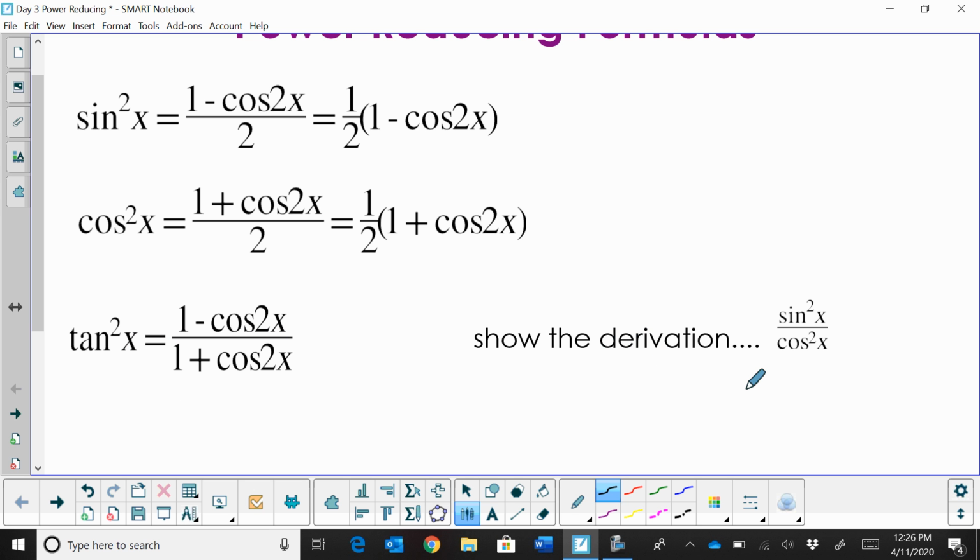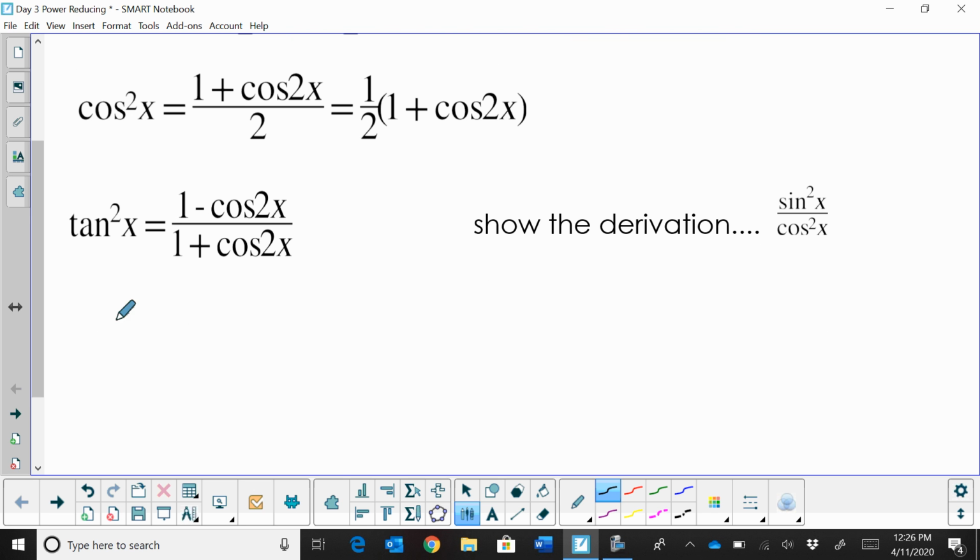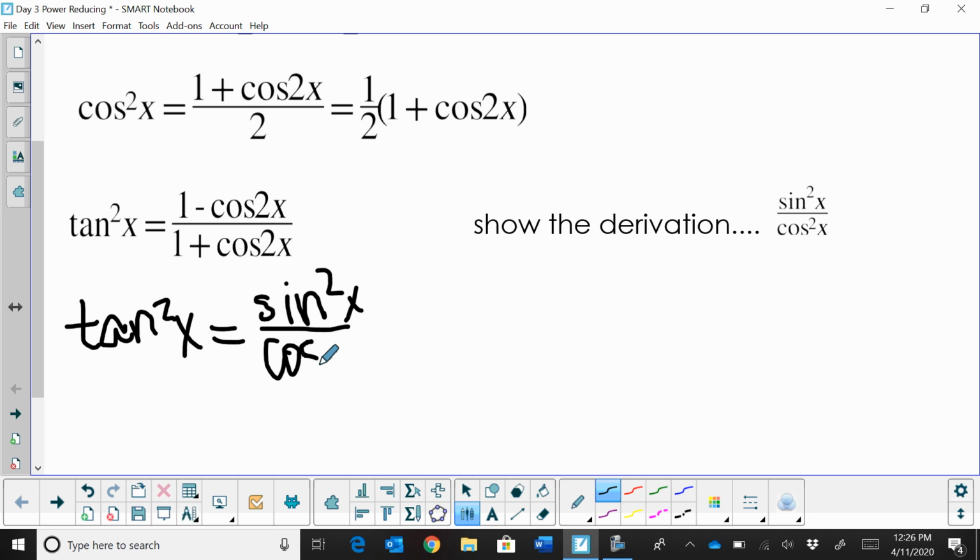Now, I wanted to show you the derivation. Where does this tangent equation come from? Well, tangent, we know, is equal to sine over cosine. So tangent squared is equal to sine squared over cosine squared.